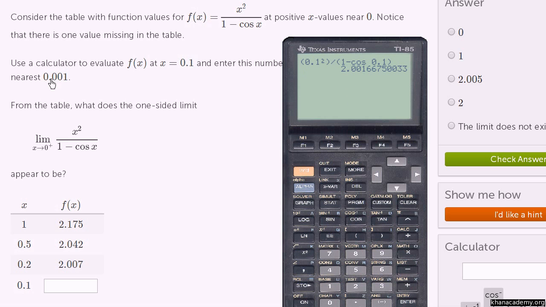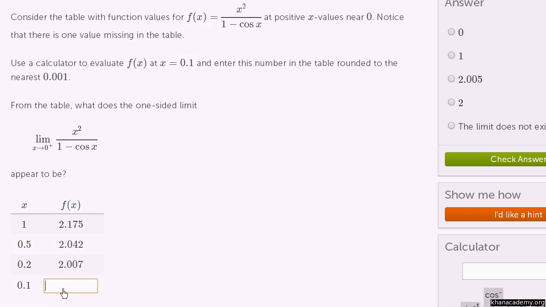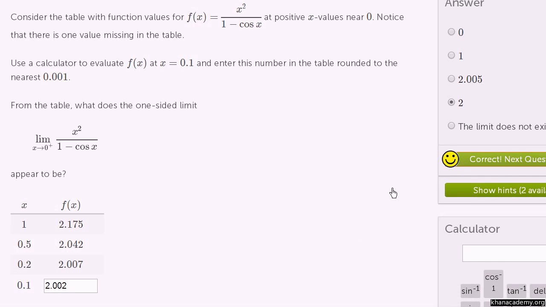2.0016. And let's see, they want us to round to the nearest thousandth. So that would be 2.002. Type that in, 2.002. And so it looks like the limit is approaching 2. It's not approaching 2.005. We just crossed 2.005 from 2.007 to 2.002. So let's check our answer. And we got it right.